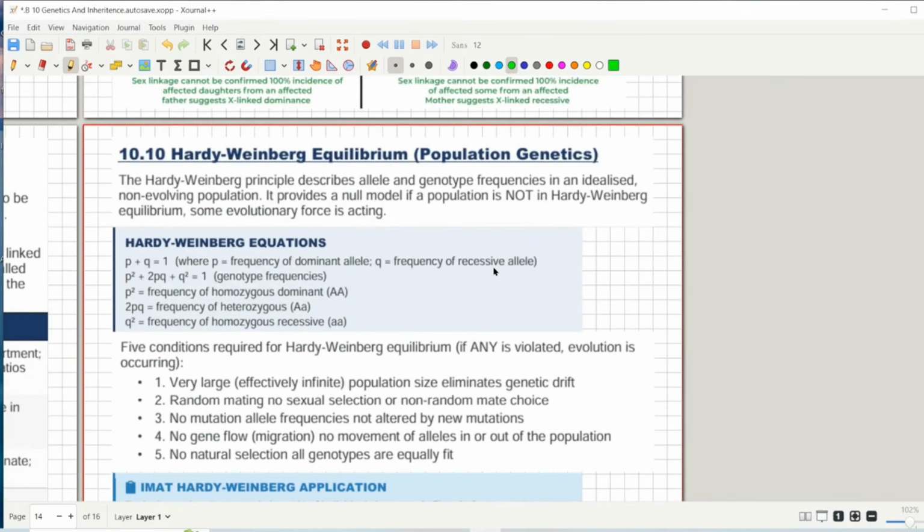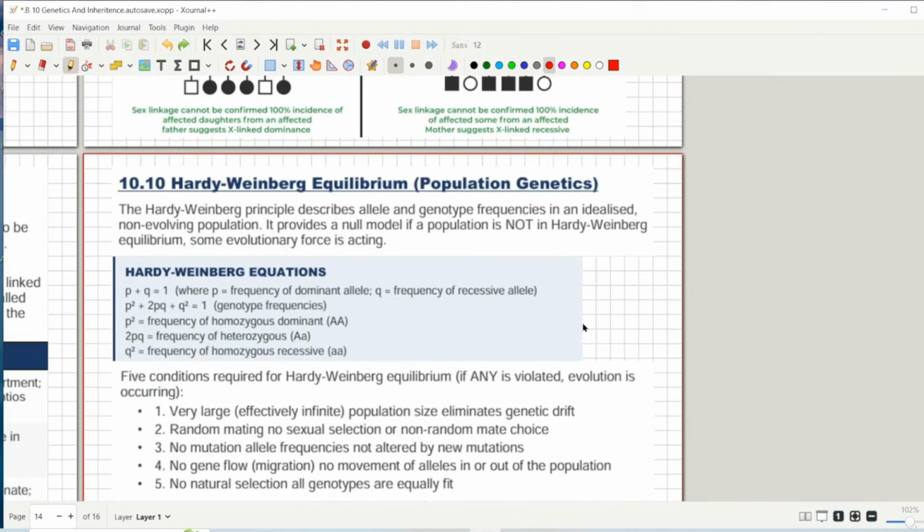You can say that population genetics. So the Hardy-Weinberg equation is a low yield topic in your IMAT exam. There would be application based questions. They wouldn't ask you what the Hardy-Weinberg theorem is or what its conditions are. What you have to know is the equation of the Hardy-Weinberg theorem and how to utilize it, right?